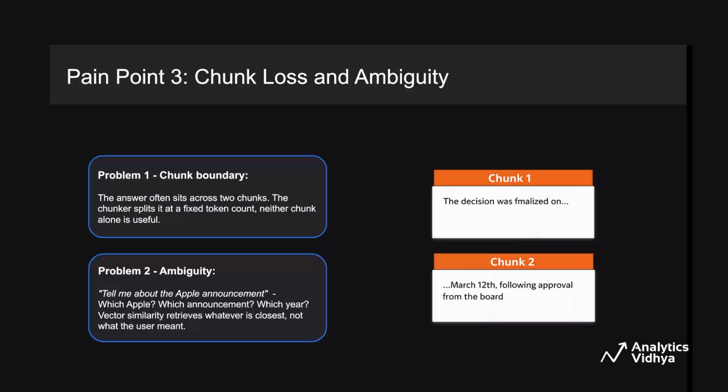The third failure mode is chunk loss and ambiguity. And this one is very common in practice. The chunking problem. The answer often sits across 2 chunks. The chunker splits at a fixed token count and neither chunk alone is useful. You lose the answer at the boundary. Now, the ambiguity problem. Tell me about the Apple announcement. Which Apple? Which announcement? Which year? Vector similarity retrieves whatever is closest to that query, not what the user actually meant. RAG has no disambiguation layer. It matches text, not intent. These are not rare edge cases. They happen constantly in real-world RAG deployments.